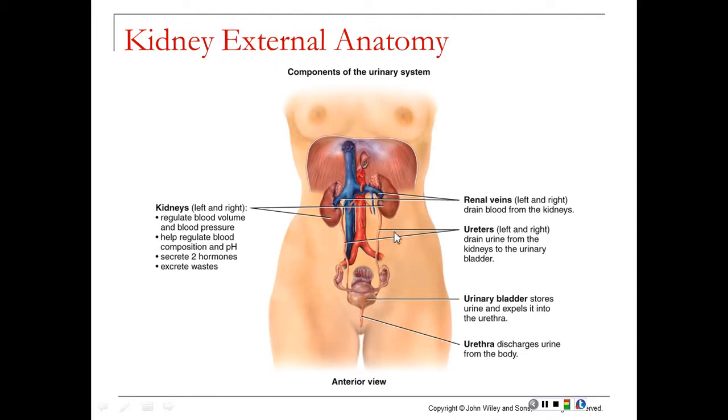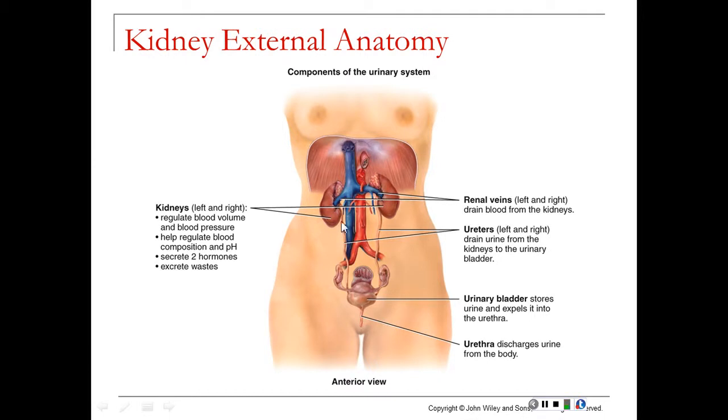They are ultimately there to regulate blood volume and blood pressure. They regulate blood composition. They regulate blood pH. They secrete hormones. They excrete wastes. They're supplied by the renal veins, and coming from them, I should say renal veins and renal arteries. In this case, you only see the renal veins, which is taking blood from the kidneys and going back up to the inferior vena cava.